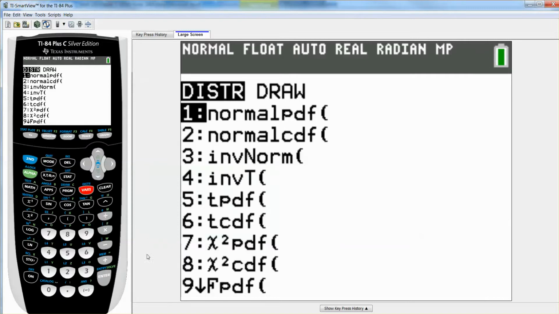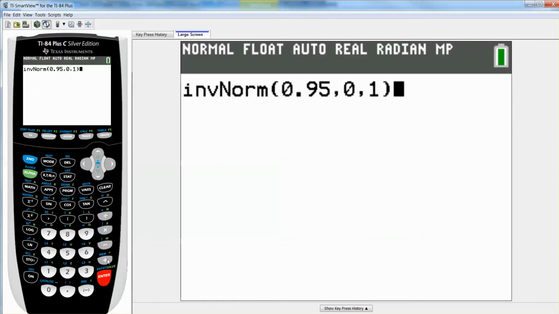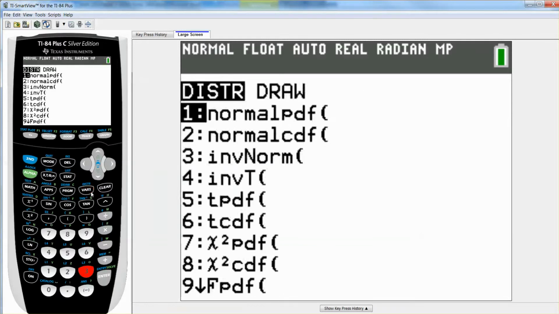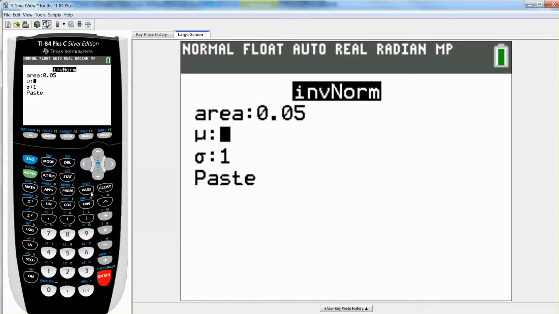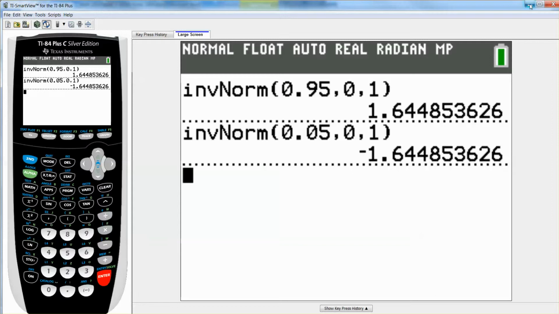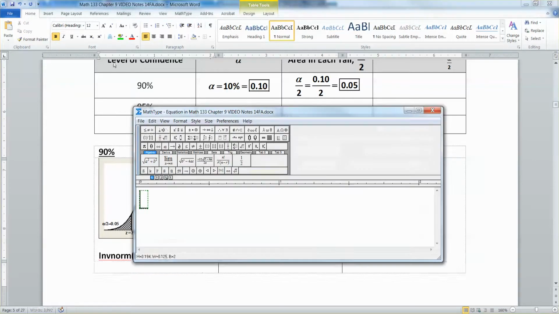So I go to distribution, pick number 3, inverse norm, 0.95, 0, and 1. There we go. And then if I do it again, distribution, number 3, I pick 0.05. There we have the negative one. And when they're looking for the critical value, they're really looking for the positive one. They're looking for positive 1.645. So that'd be equal to, well, approximately, it's of course being rounded, 1.645. That'll be your z alpha over 2.